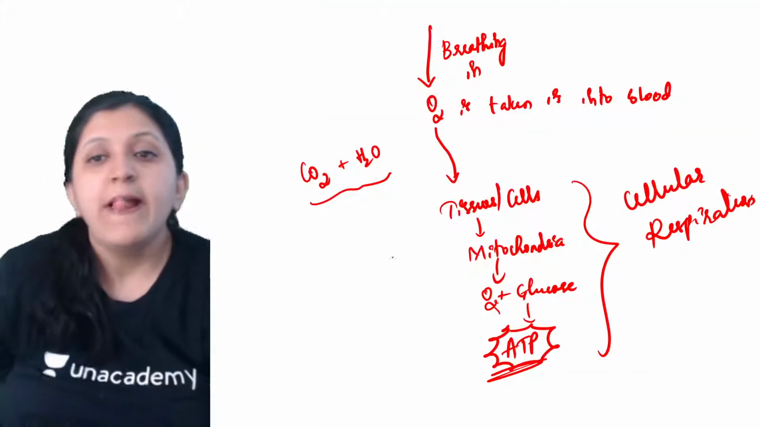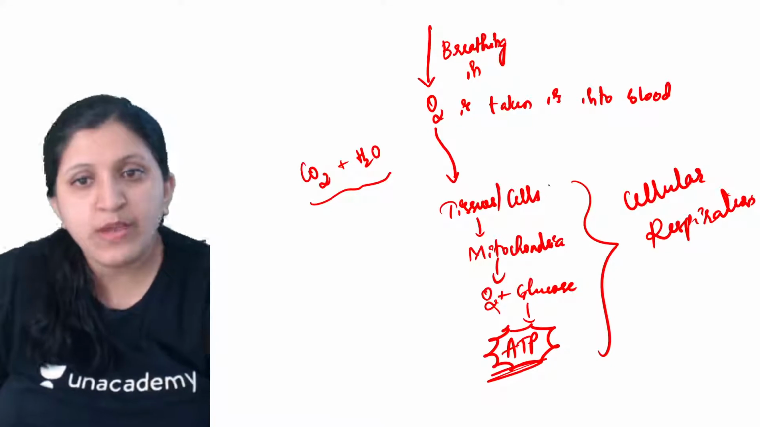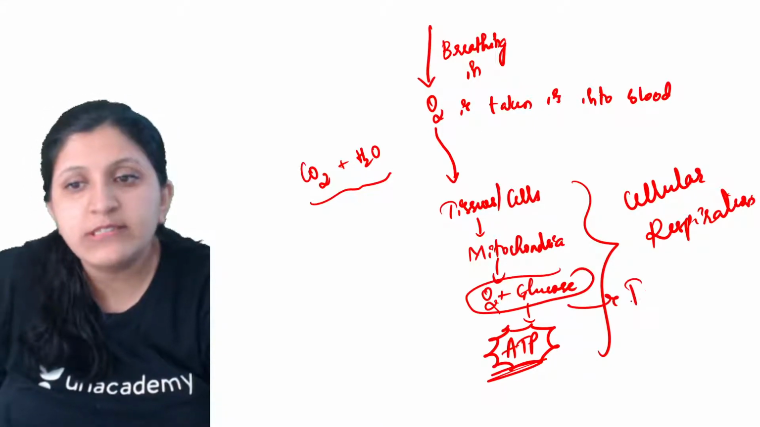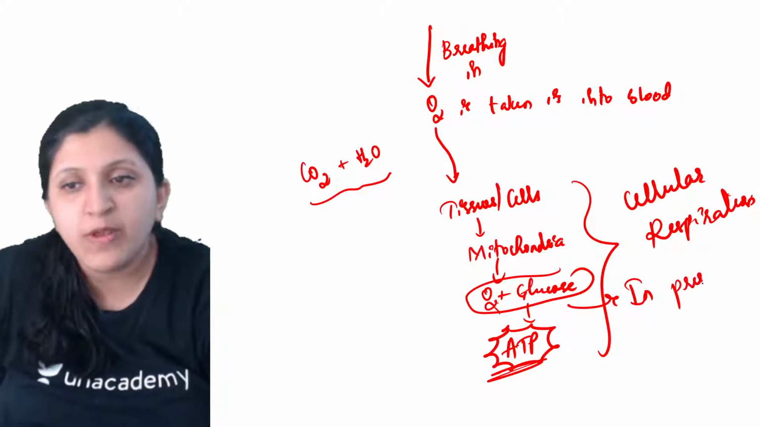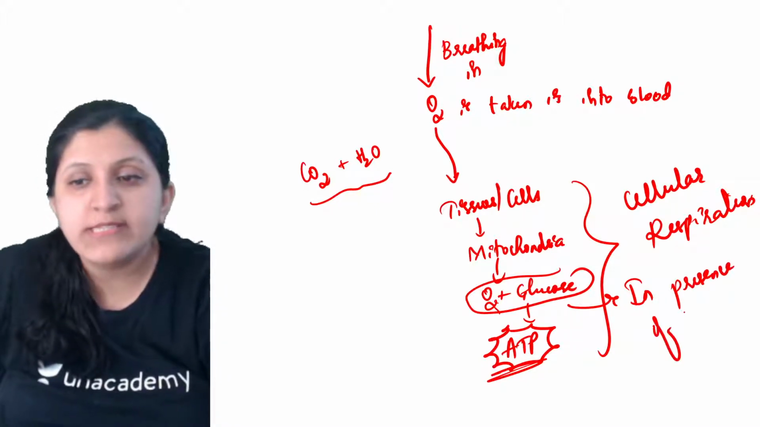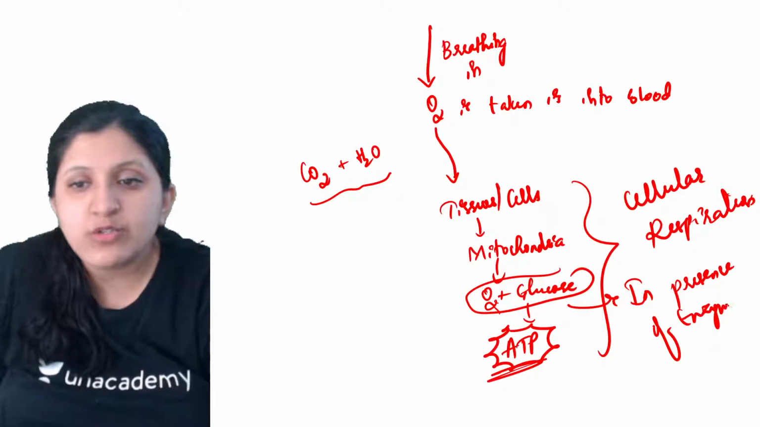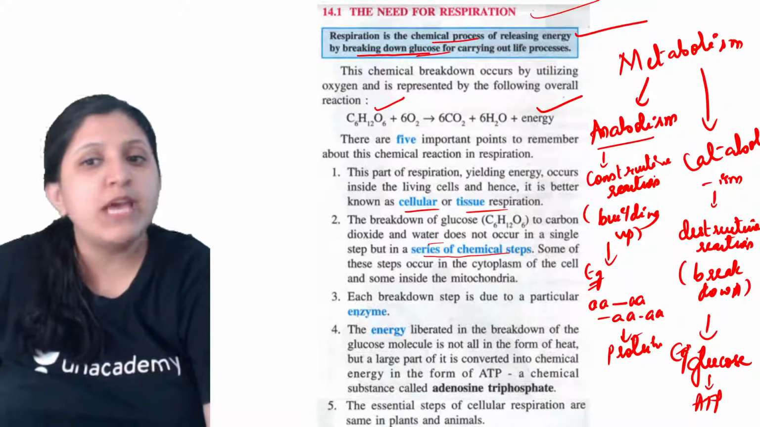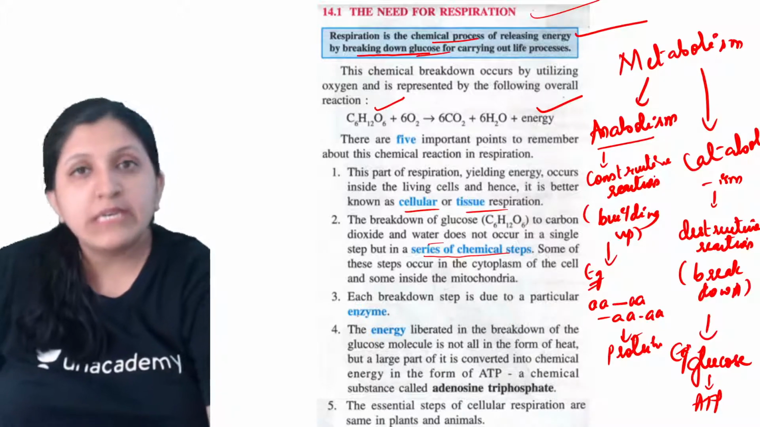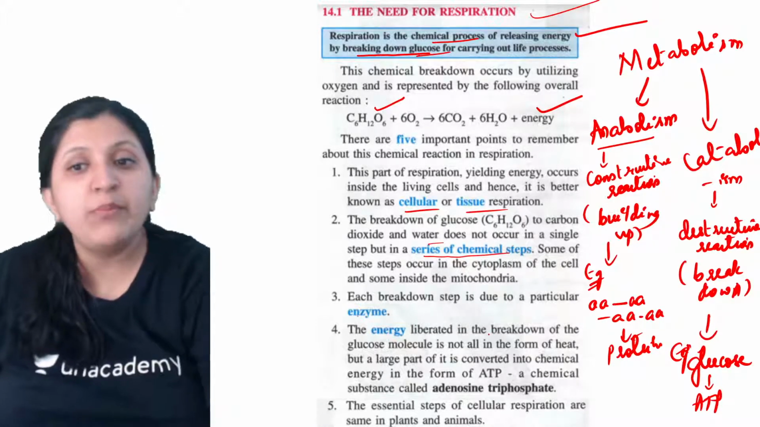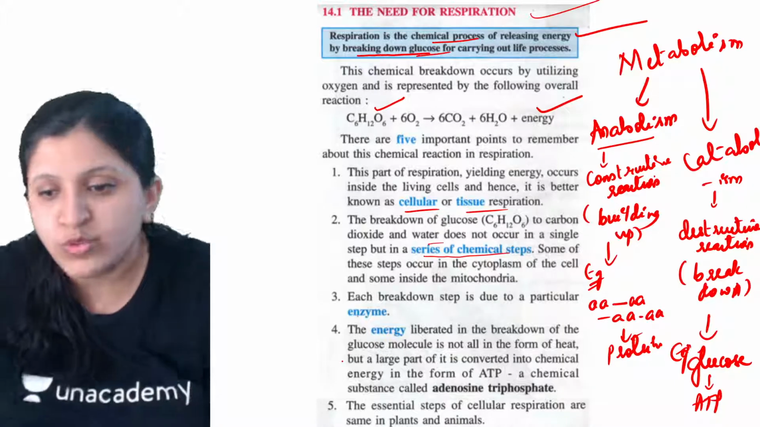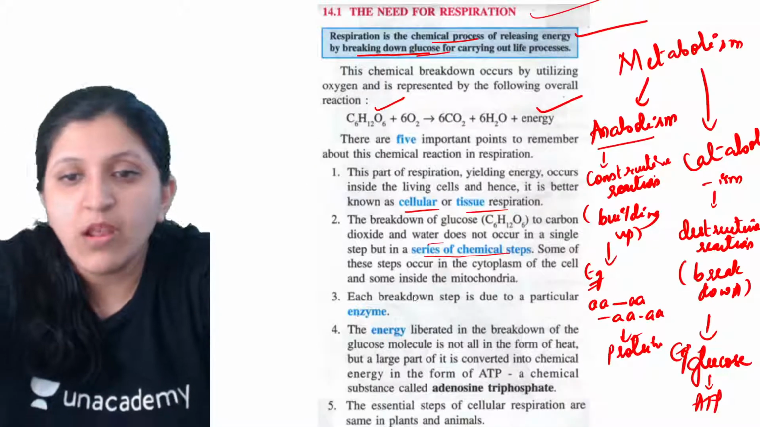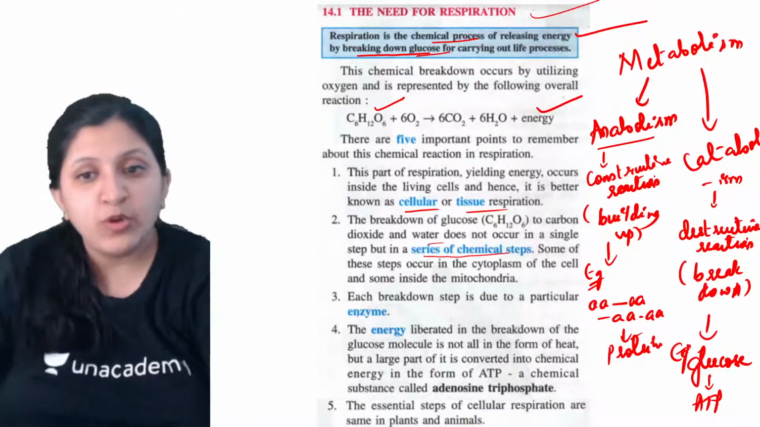So here an enzyme is required, only when an enzyme is present. In the presence of enzyme there is a synthesis of ATP that we can see. The breakdown step is due to the particular enzyme, and then energy is liberated in the breakdown of the glucose. So you know that the energy is liberated in the breakdown of a glucose molecule.